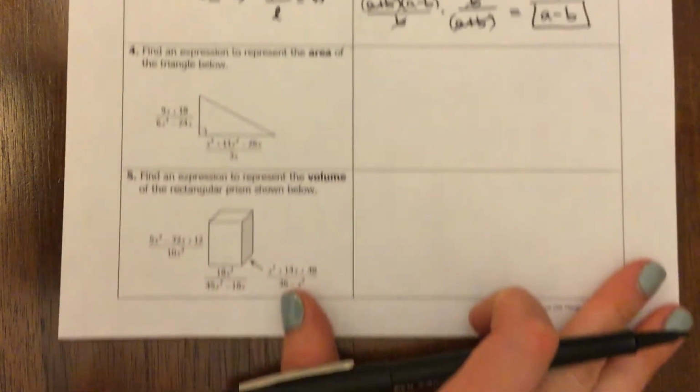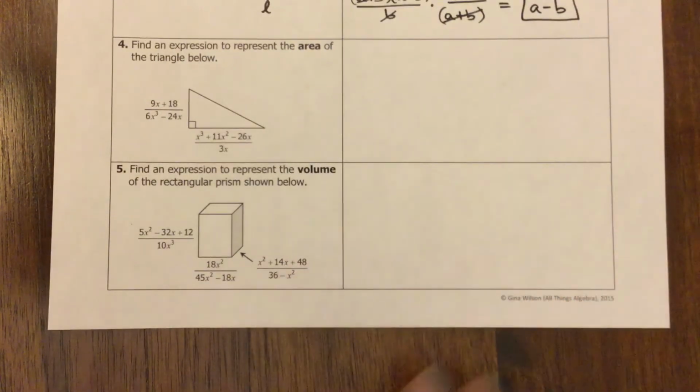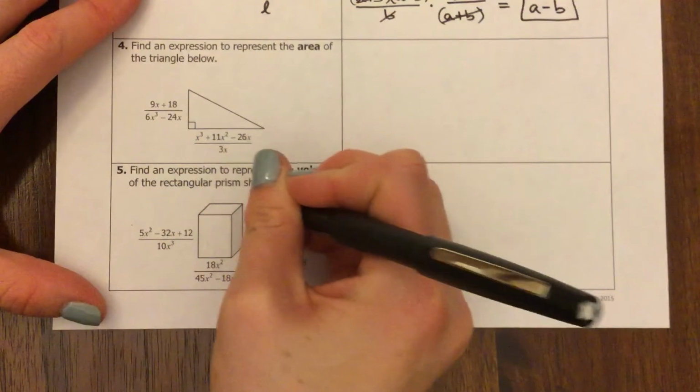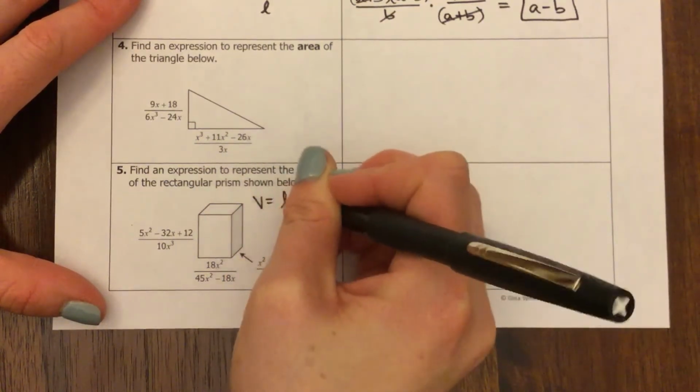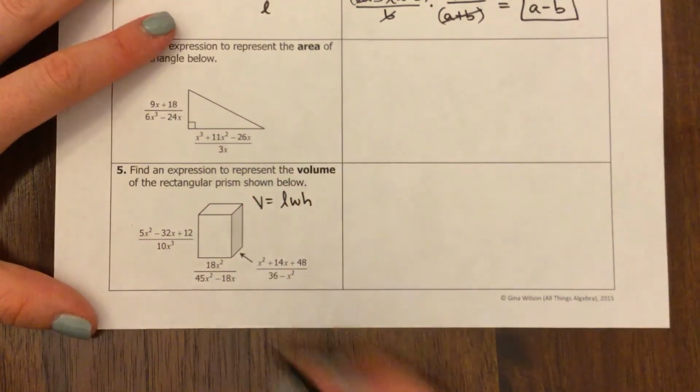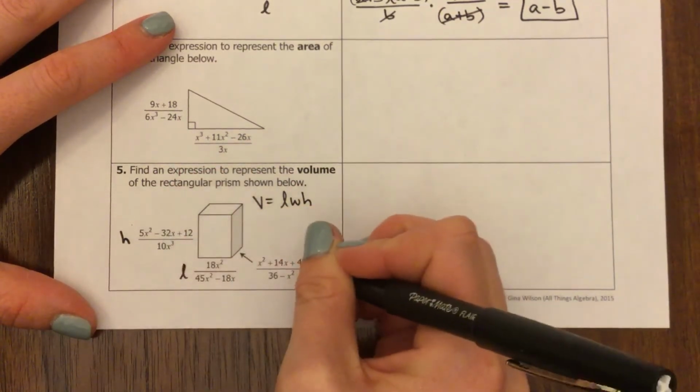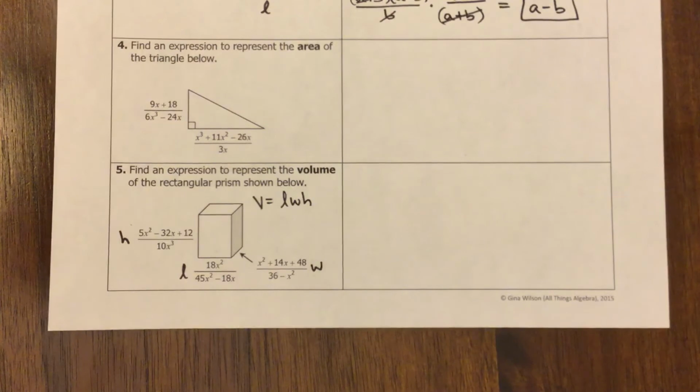Okay, next, and then our last one for this page, we're going to do number 5. It says find an expression to represent the volume of the rectangular prism that is shown below. So volume of a rectangular prism is length times width times height. Let's call this one the height, and then we can say this is the length and this is the width. So this is pretty similar to number 1.